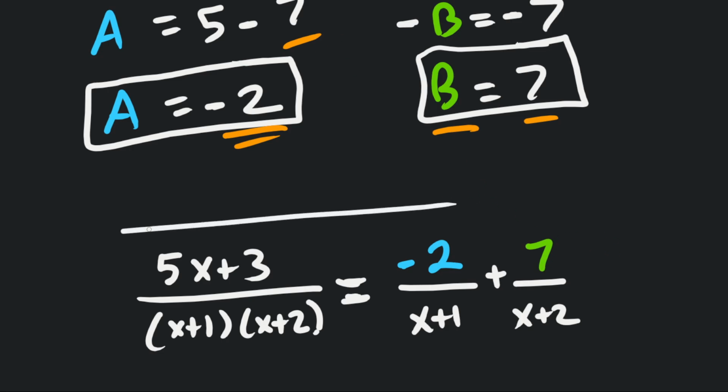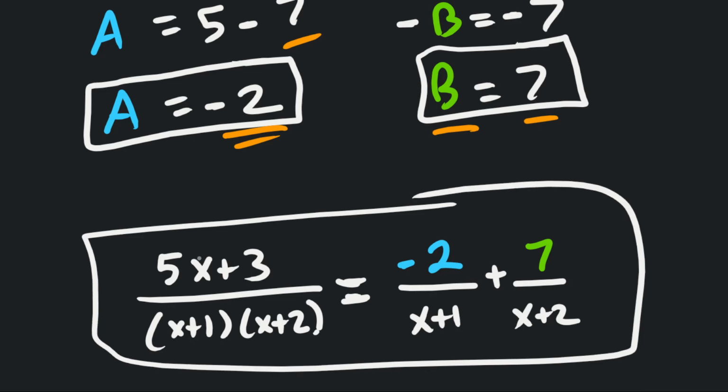And that is the answer. That is how you decompose this fraction, 5x plus 3 over x plus 1 times x plus 2. It decomposes to negative 2 over x plus 1 plus 7 over x plus 2. And that is how you do a partial fraction decomposition.